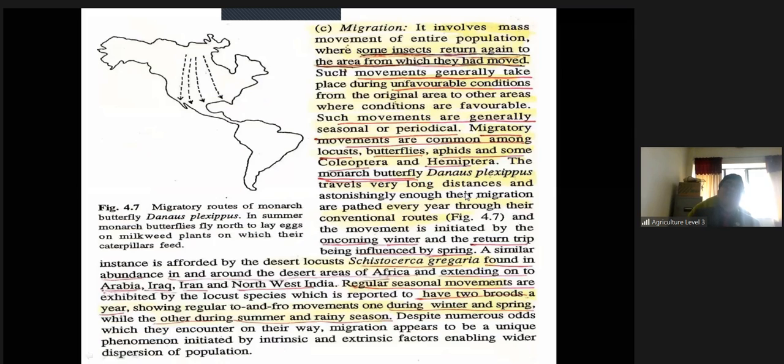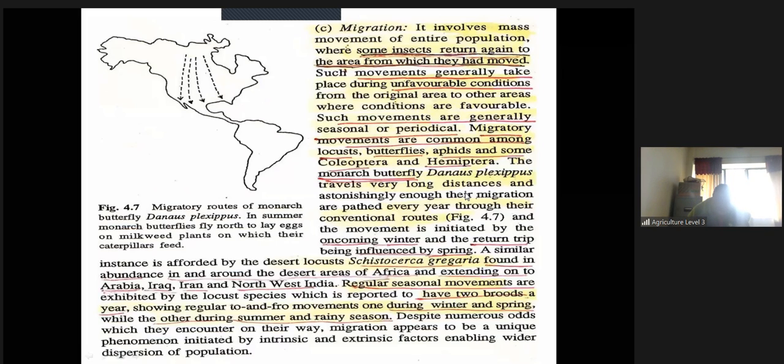And this is found in the case of many insects: the migratory locust and the monarch butterfly, Danaus plexippus, are also migratory insects. Now the question, why does migration happen? Migration happens for different reasons: due to the shortage of food, due to unfavorable environmental conditions like sudden temperature increase, sudden temperature fall, rainfall, relative humidity, and natural enemies. For all these reasons, the insects migrate.